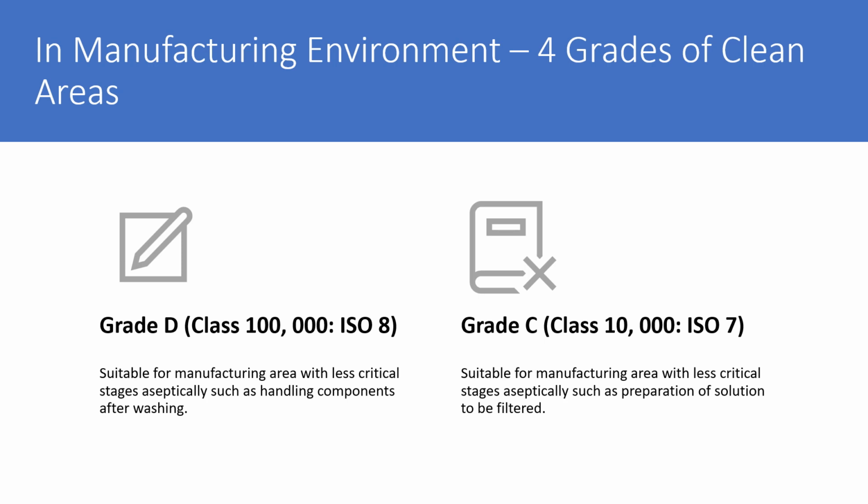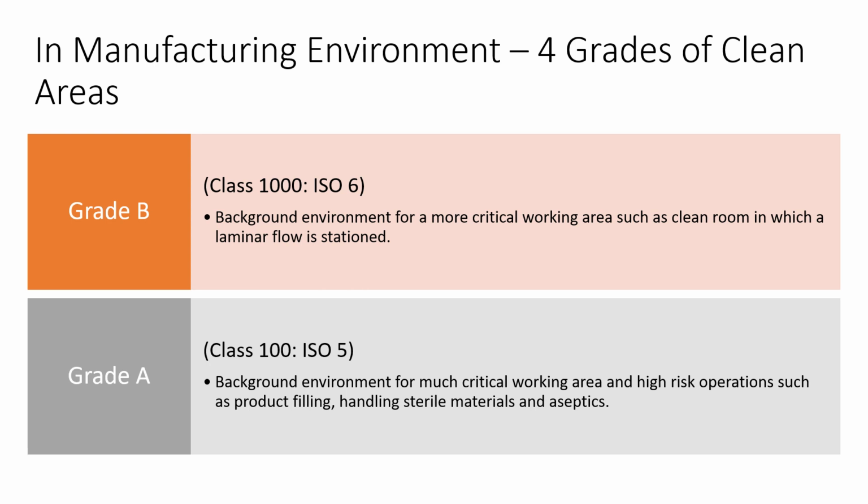Moving up the scale, we have Grade C clean areas, designated as Class 10,000 or ISO 7 environments. These areas are suitable for manufacturing processes with slightly more critical stages aseptically, such as the preparation of solutions to be filtered. Grade C clean areas provide a higher level of cleanliness and sterility compared to Grade D, making them ideal for processes requiring greater precision and control. Next, we have Grade B clean areas, classified as Class 1000 or ISO 6 environments. These areas serve as the background environment for more critical working areas, such as clean rooms equipped with laminar flow systems. Grade B clean areas provide enhanced cleanliness and sterility, creating an optimal environment for sensitive manufacturing processes.